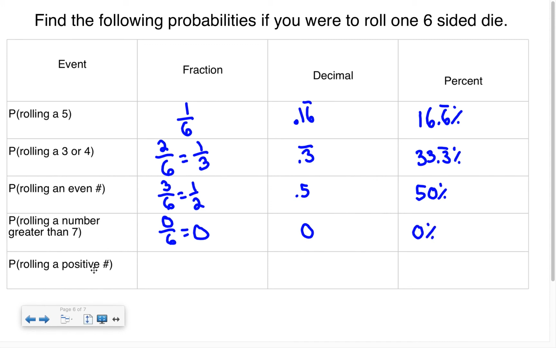Now rolling a positive number. If we have a 6-sided die, are there any negative numbers? No. So all of them are positive. Now we have 6 out of 6, which is equal to 1. 1 as a decimal is just 1. And this is going to be 100%. You can't do anything but roll a positive number.